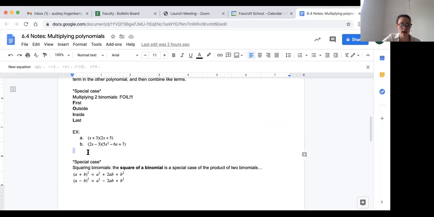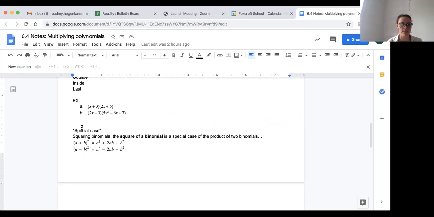All right, and now this brings us to another special case, squaring binomials. So the square of a binomial, that's when we have the same binomial. So a plus b quantity squared, that would be if we had x plus 3 quantity squared. And we know that we could rewrite this as x plus 3 times x plus 3. And so there's a general form for when we have something in the form of a plus b quantity squared or a minus b quantity squared, and that is a plus b quantity squared is going to equal a squared plus 2ab plus b squared, and a minus b quantity squared is going to equal a squared minus 2ab plus b squared.